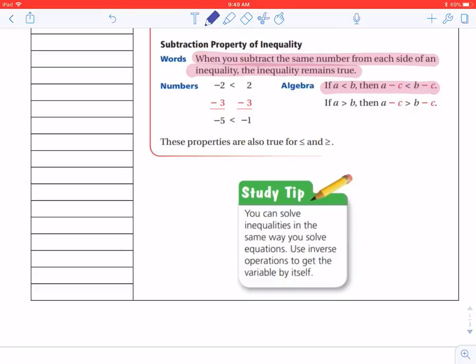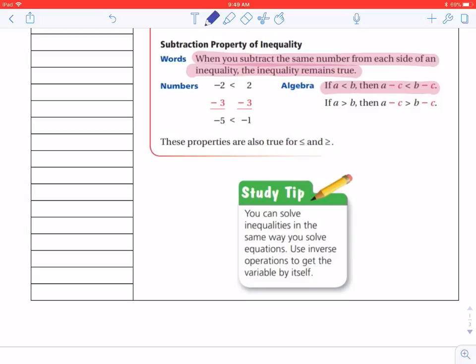And then here's an important note, is that these properties are also true for less than or equal to, or greater than or equal to. So in an inequality, adding or subtracting the same thing from both sides does not change the comparison. So it does not change the symbol in the middle. It changes the numbers on both sides, but it does not change the symbol in the middle or the comparison symbol. So let's write that.